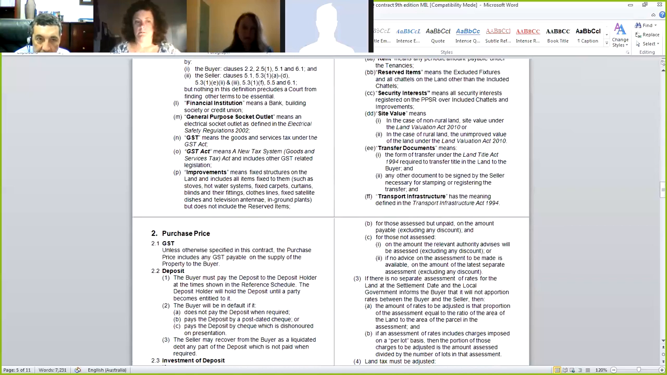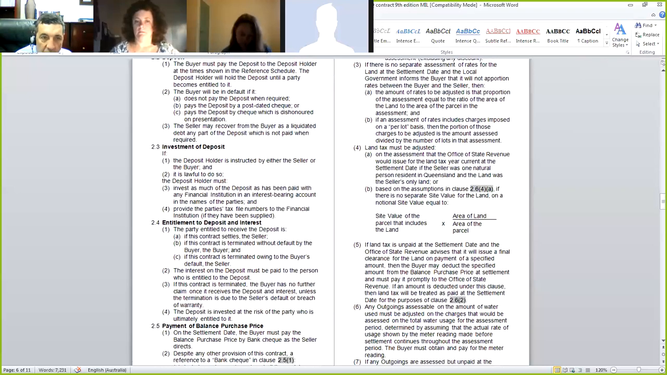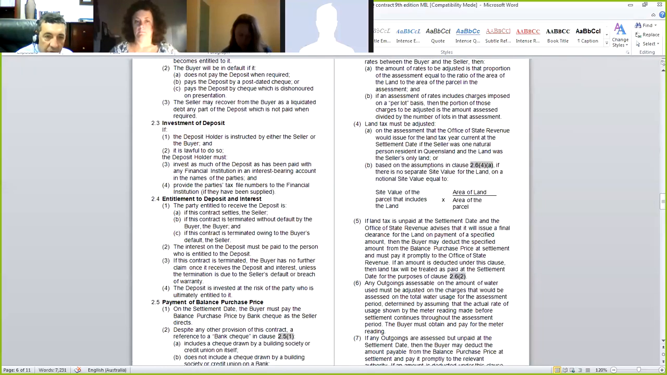Now the first is GST. We talked about that last week, and just be aware that there is no GST liability imposed on the buyer in addition to the purchase price in these circumstances. We talked about the entitlement to deposit and interest previously, and the party entitled to receive the deposit, if the contract settles, is the seller, or if the contract is terminated without default by the buyer. But if the contract is terminated owing to the buyer's default, then the seller. And that's really stating what we talked about just a moment ago.